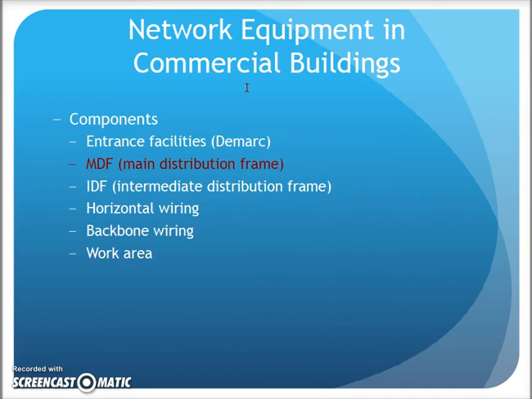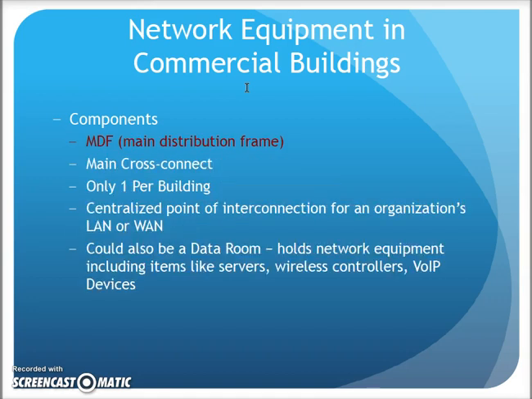Chances are that the entrance facility and demarc are also located in the MDF, the main distribution frame. This is your main data closet, also called a main cross connect. There is only one per building. This is that centralized point where LAN and WAN connections probably all come together. This could also be a data room where you might actually have servers and wireless controllers and IP phone servers and things like that. It could contain all of those things. Very common to have that.